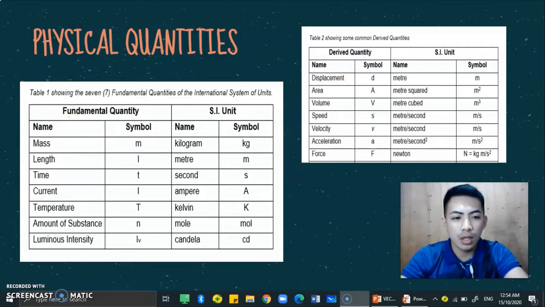So before we deal with scalar and vector quantities, you need to learn first. You need to know what are the fundamental quantities and the derived quantities. You have to have the skill of differentiating these quantities first. You have to know what are the fundamental and what are the derived. For example, displacement. Displacement is just a quantity derived from the dimension of length.